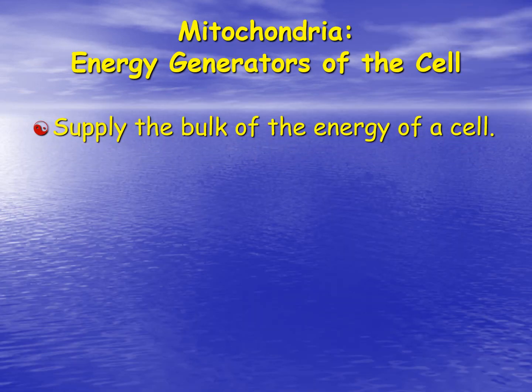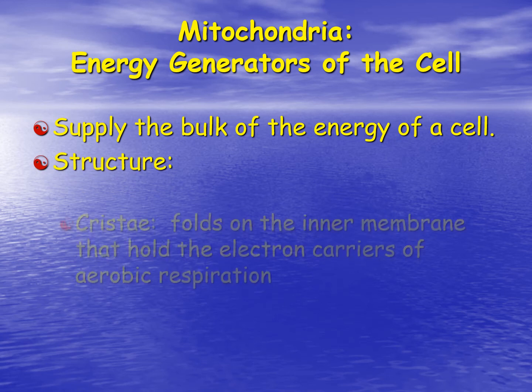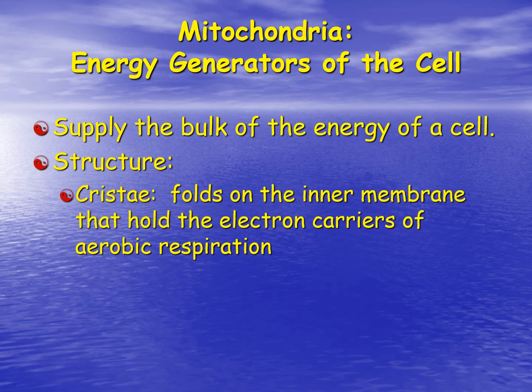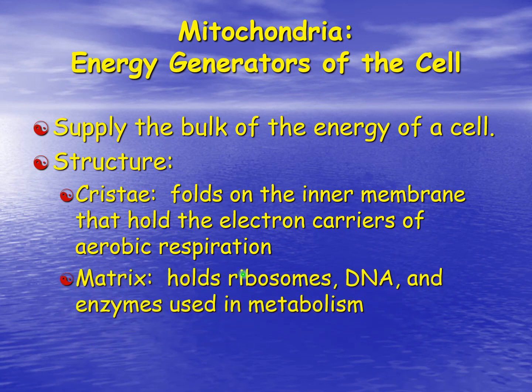The mitochondria, the powerhouse of the cell. This supplies the bulk of energy in all eukaryotic cells. It is a double membrane bound organelle, meaning that it has both an inner and outer membrane. The inner membrane is folded to form shelf-like structures called cristae, and it is on these cristae that hold the electron carriers of aerobic respiration for the production of ATP.